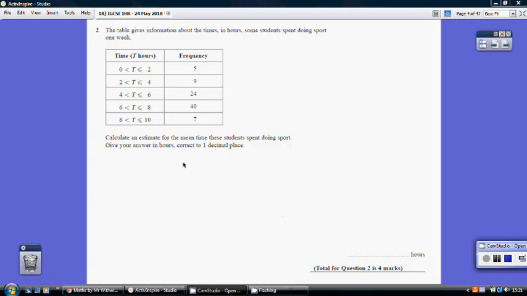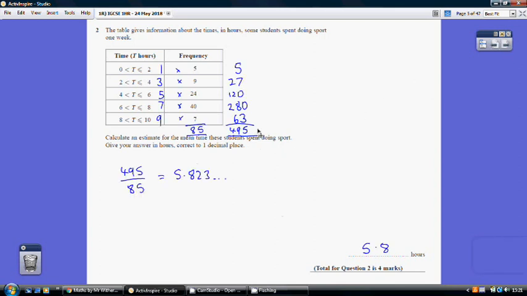Question 2, we're being asked to calculate an estimate for the mean time these students spend doing sports. So first things first, you need to understand how the table's working. What we're saying is up here we've got 5 students who spent between 0 and 2 hours and 9 students spending between 2 and 4 hours and so on. Now we don't know how long these 5 students actually spent doing sport. We just know it's between 0 and 2 hours.